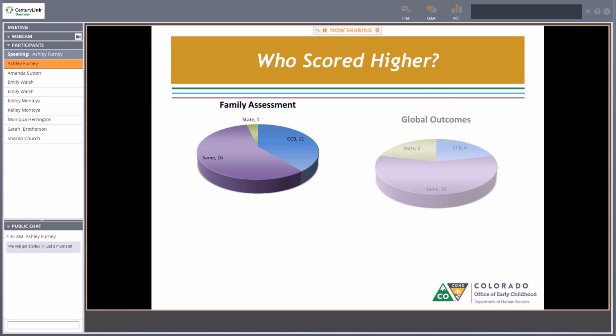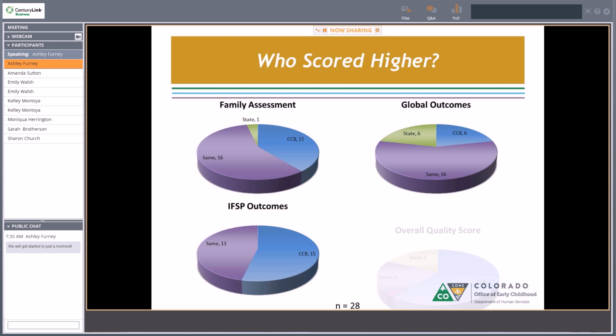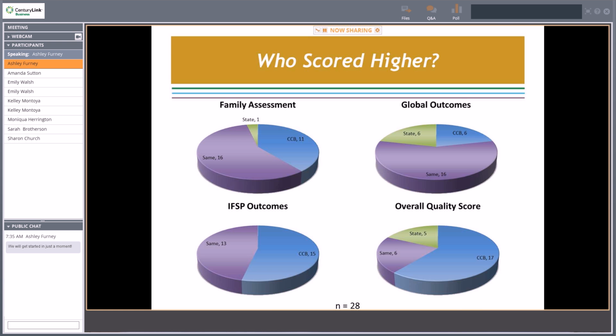So now we'll look at phase 2 testing by itself. These pie charts are showing who scored higher when we didn't get the same score. The goal is that purple. That means that the CCB and state scored the same on that section. The blue is when the CCB scored higher, and the green is when the state scored higher.